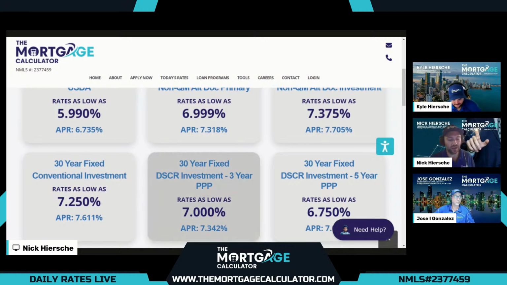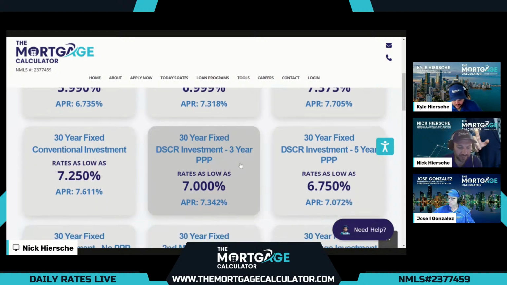This first option here has a 3-year prepayment penalty, which is standard for these programs. So this is a more common option. Rates come in today at 7%. Final APR 7.342. Notice it beats conventional and alt doc options, which is absolutely amazing.